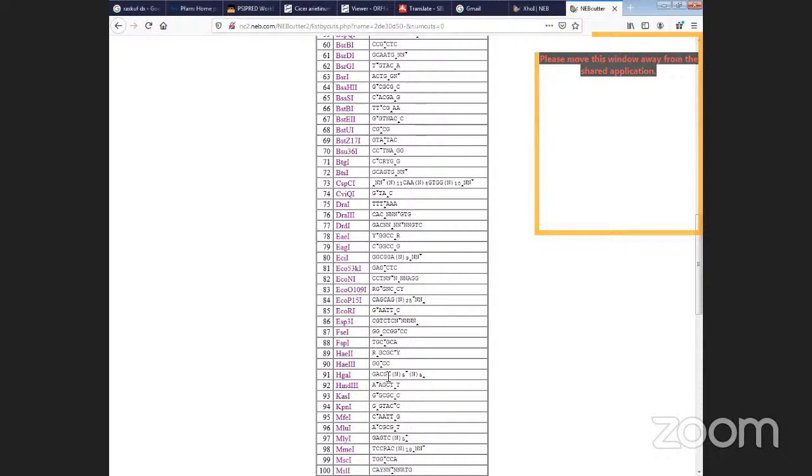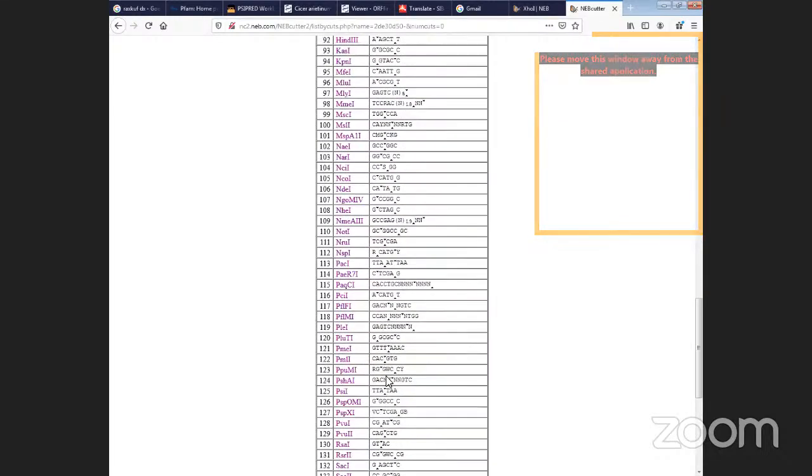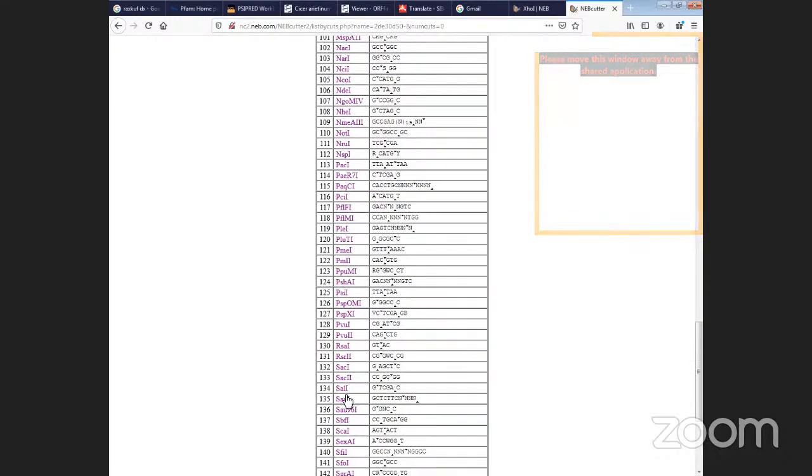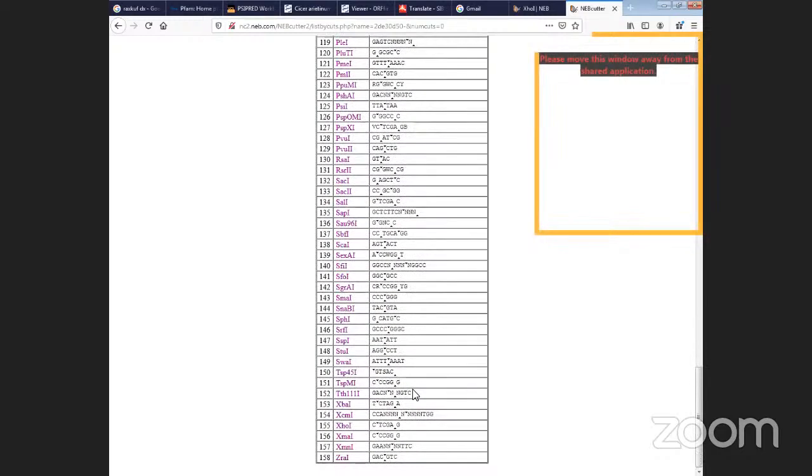Okay, then the next one is SAL1. So you see, SAL1 is also there in the list. That means it is also unable to cut your gene of interest. And then let's check XHO1. Yes, XHO1 is also there.